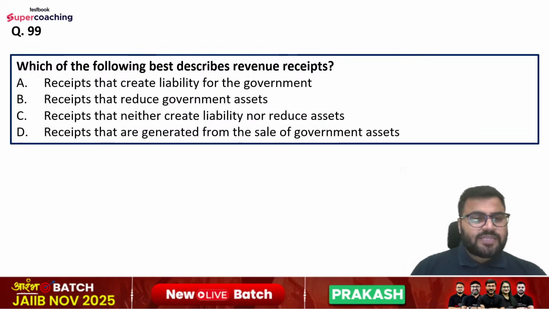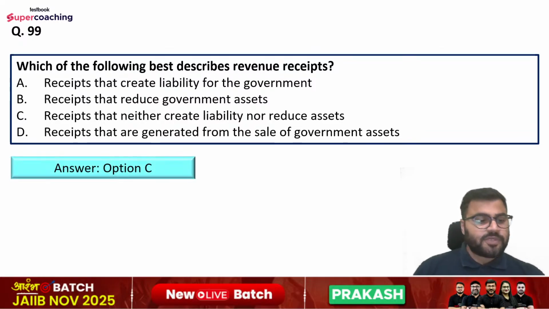Question number 99, which of the following best describes revenue receipts? Options are receipts that create liability for the government, receipts that reduce government assets, receipts that neither create liability nor reduce assets, receipts that are generated from the sale of government assets. Right answer is option number C.